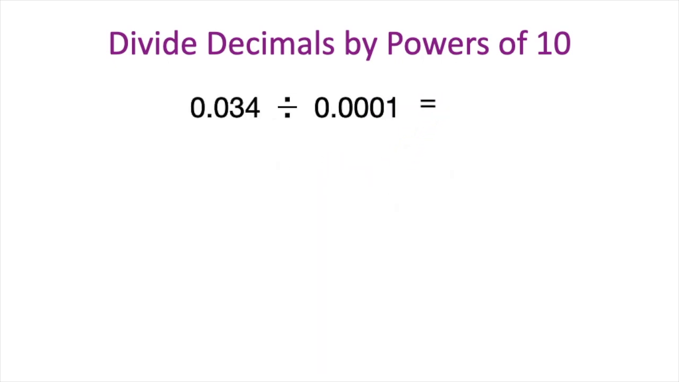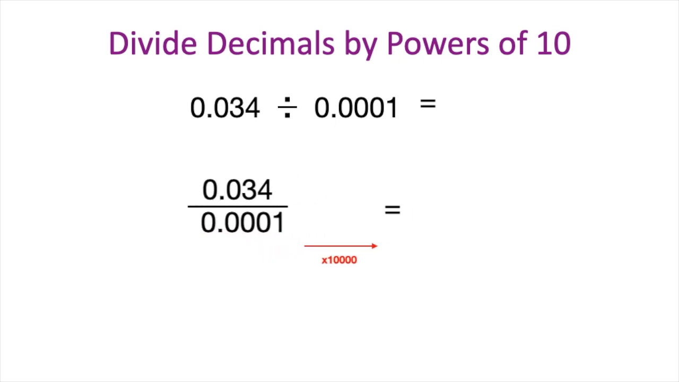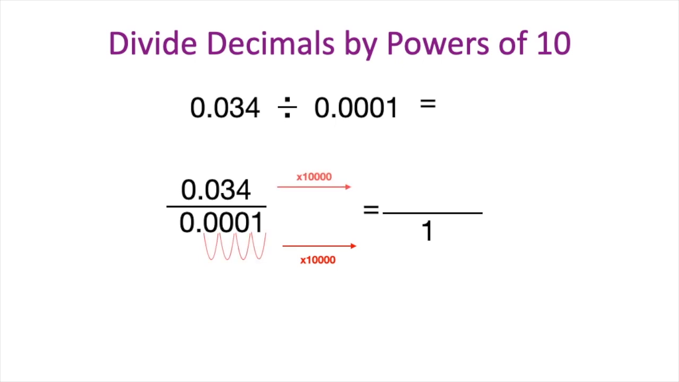How about 0.034 divided by 0.0001? Again, the same process. This time, I want to multiply the denominator by 10,000 so that I may remove the decimal point. That gives me 1. I do the same thing on the numerator. That gives me 340. And when I divide that by 1, I get 340.